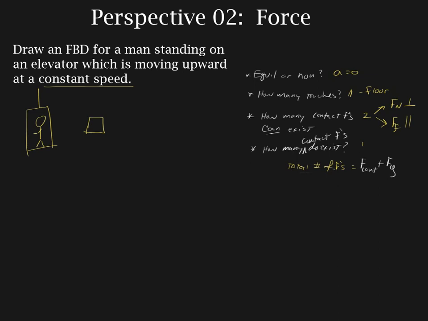So what are the total number of forces that exist? It's going to be 1 contact force plus gravity. So here we get 2 forces. We've already established that we have the normal force, which points straight up. And then we have the force of gravity, which is pointing straight down. And that's it. That's all we have for this particular question. So let's move on to the next question.